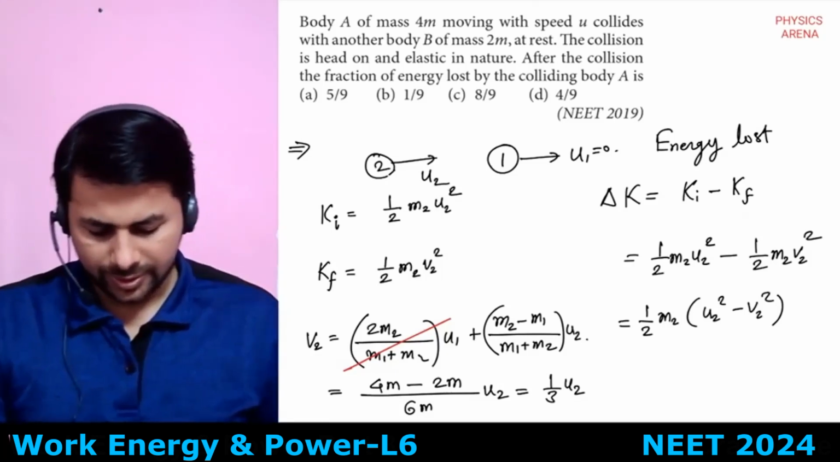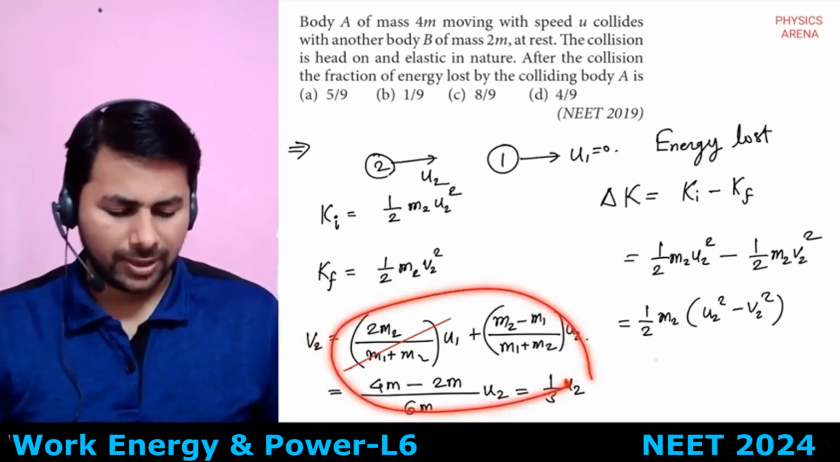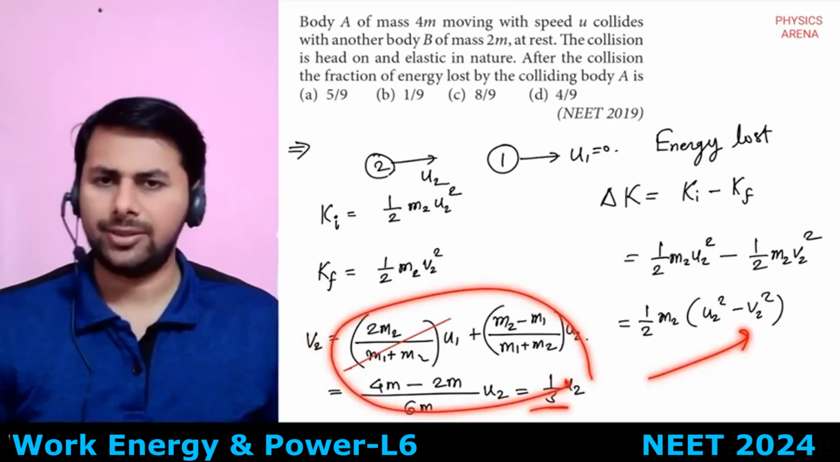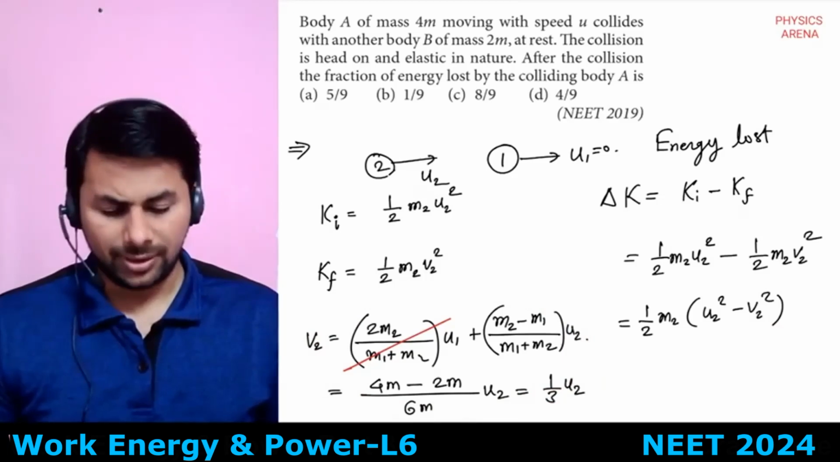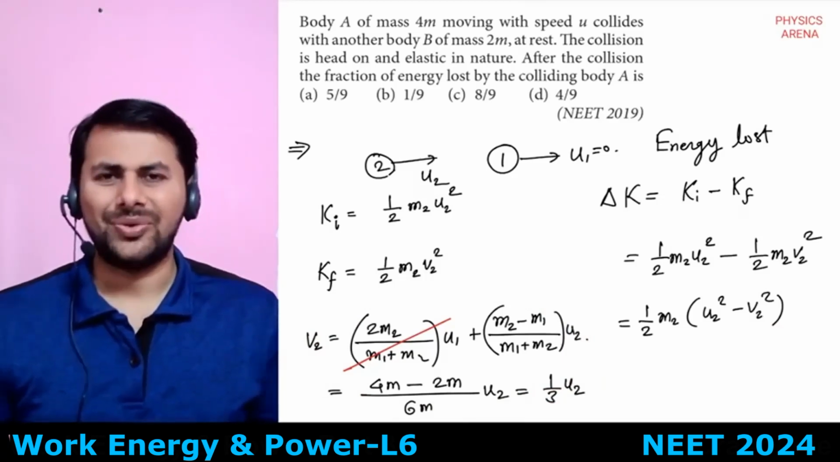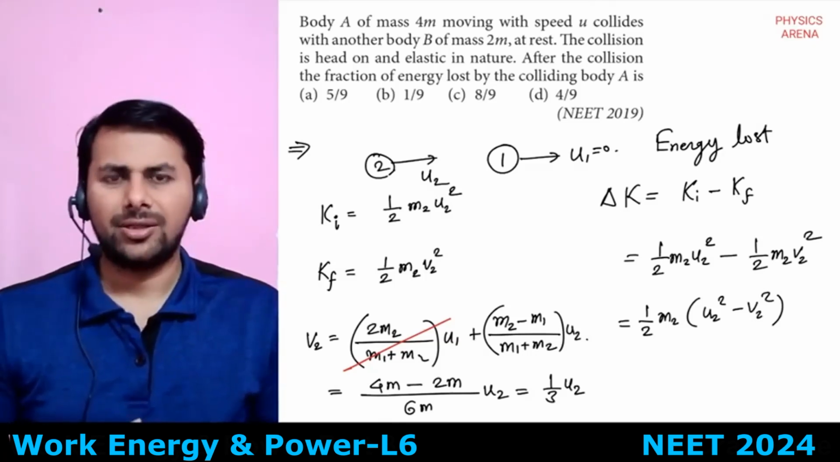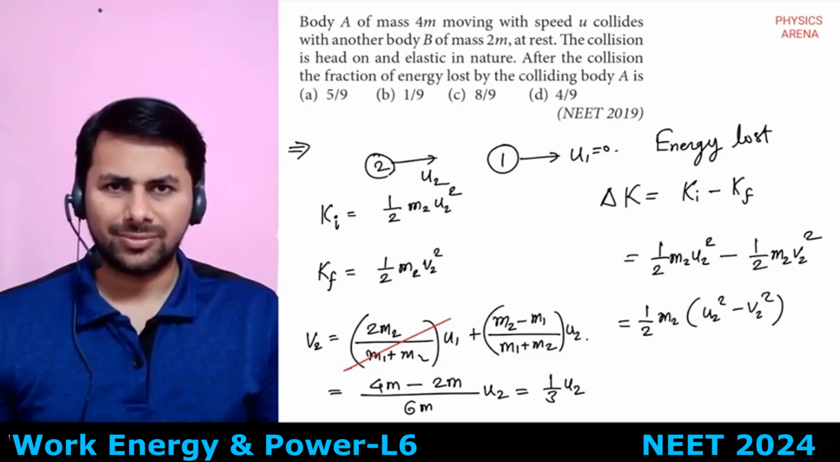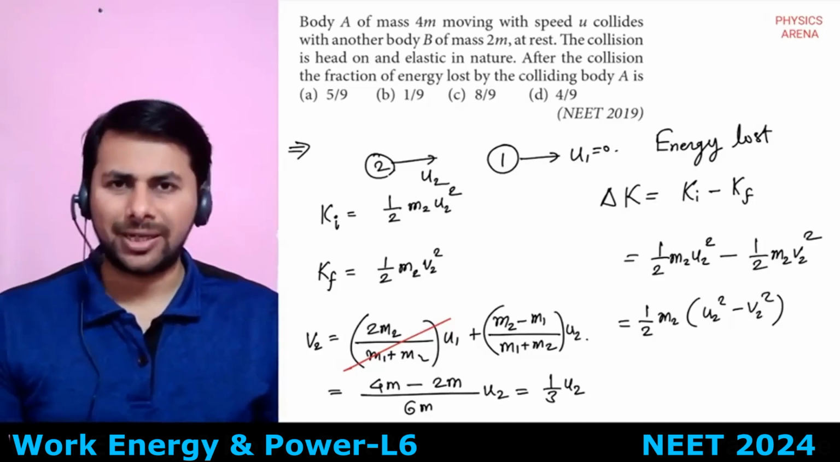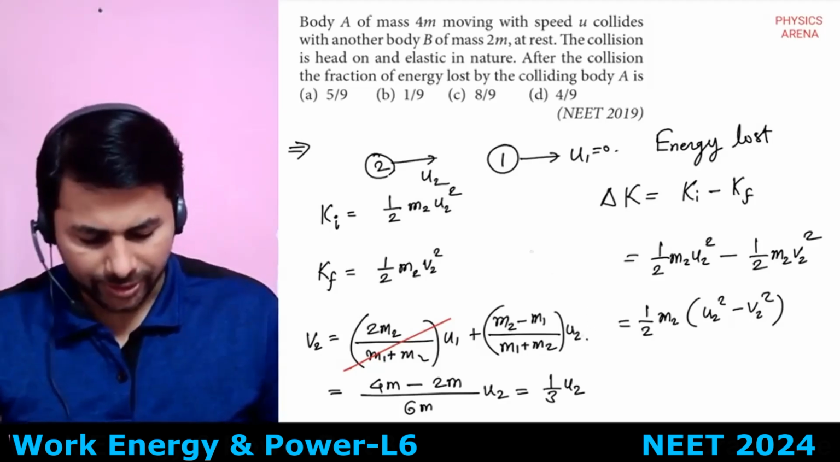So you get this. Then you substitute that. If you know the formula, you can directly find out this thing. Otherwise, you will have to find out the final velocity. First you use the law of conservation of momentum, then you use the law of conservation of energy, etc. So I don't want to go into that solution.